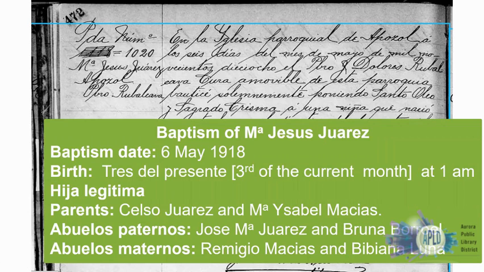So you've got the baptism date, the 6th of May, 1918, and then you've got her actual birth date. So the 3rd of the current month at 1 a.m., even down to the time, gives us the names of her parents, tells us she's a legitimate daughter, meaning the couple was married. And in many countries in Latin America, you get the grandparents. So 3 generations in one record. So Celso's parents are Jose Maria Juarez and Bruna Boroel, and Isabel's parents are Remigio Macias and Viviana Luna. So great record. And now I have a lot of information to add to my database, and I can start extending my family tree and doing other searches.